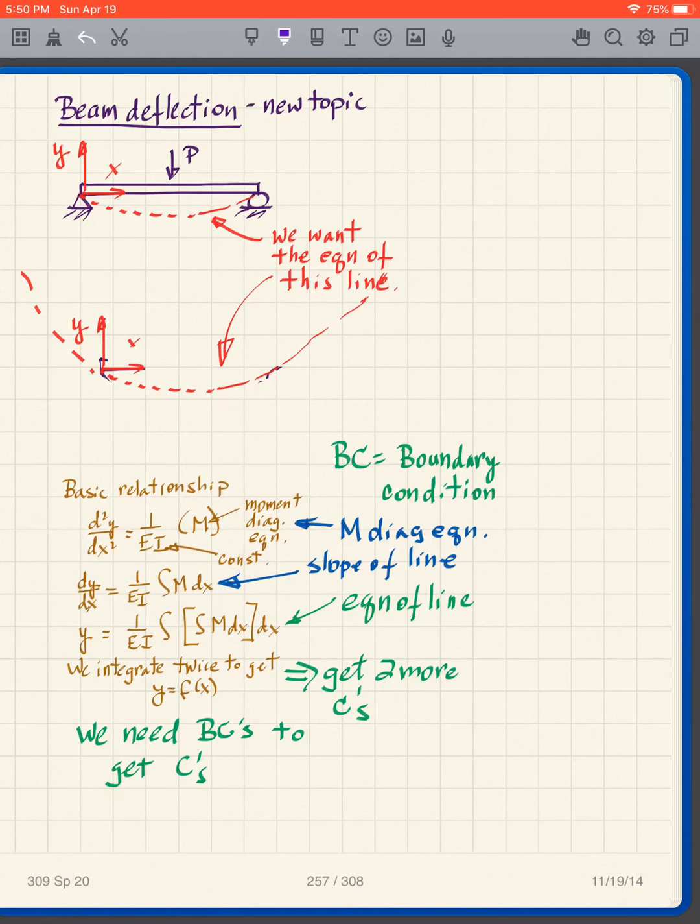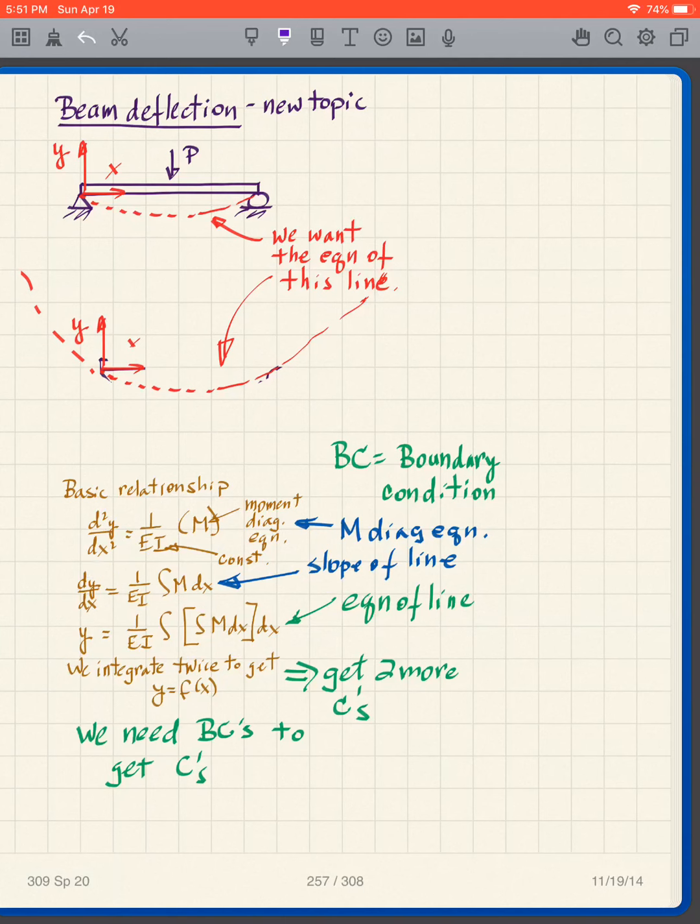If we integrate this equation once, we get dy/dx equal to 1 over EI times the integral of M dx. We integrate it again, and we get that y is equal to 1 over EI times the integral of the integral of M dx. Notice this gives us the equation of the line. That's y. And this is the derivative of that, which means it gives us the slope of the line.